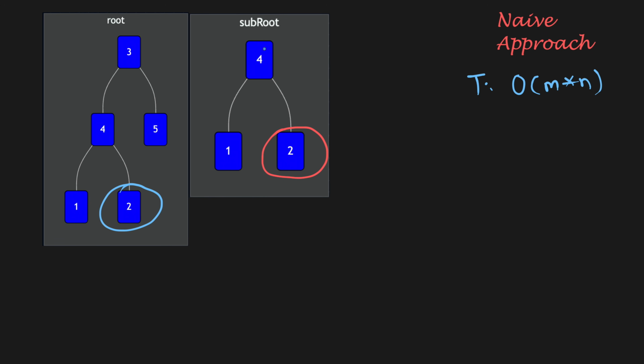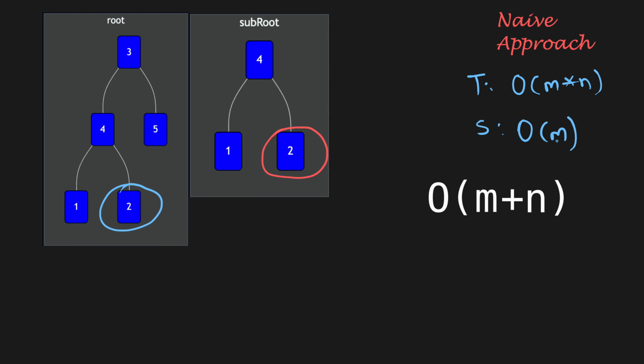So because of this, the time complexity is O of m into n, and the space complexity will be O of m, mainly coming from the depth of the recursion, which can go as deep as the height of the main tree. And in the worst case, when the tree is skewed or unbalanced, the traversal on the main tree can go m levels deep. And at each level, we call the SameTree helper function, which can go n levels deep, resulting in the space complexity of O of m plus n.